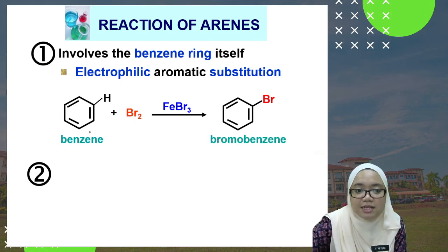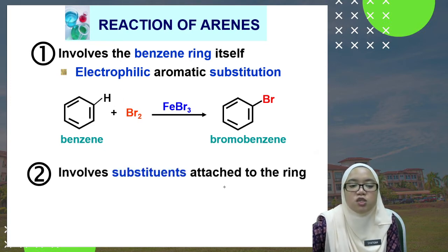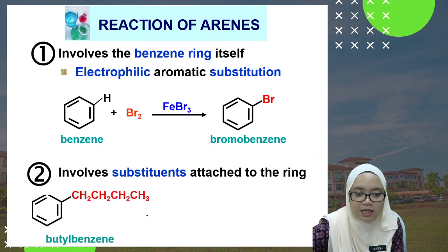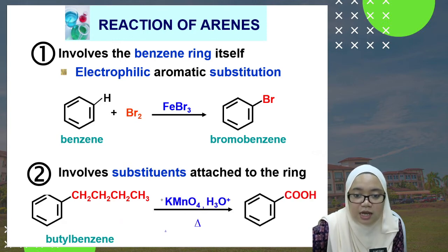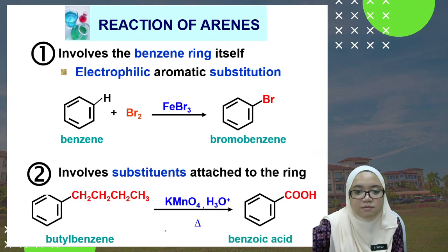So now we have benzene at first. When we undergo electrophilic aromatic substitution with bromine, we will get bromobenzene. And it also involves a substituent attached to the ring. So here we name it butyl benzene. So if we undergo oxidation, it will change all the substituent into carboxylic acid. So we will look at that in a while. Okay, alright.